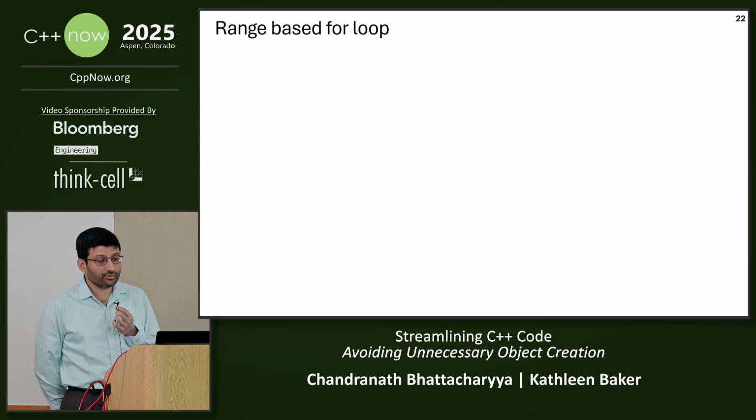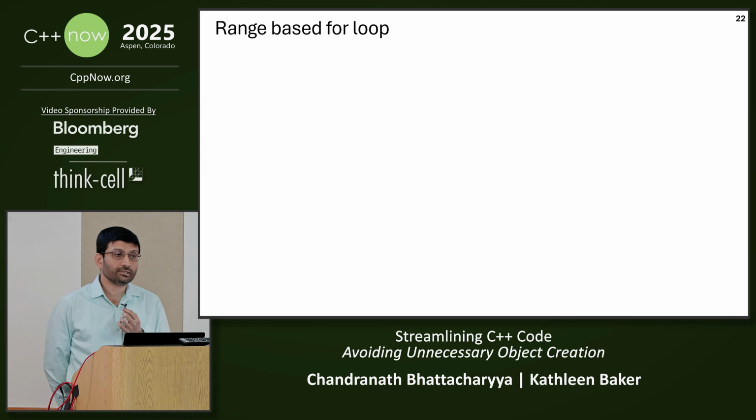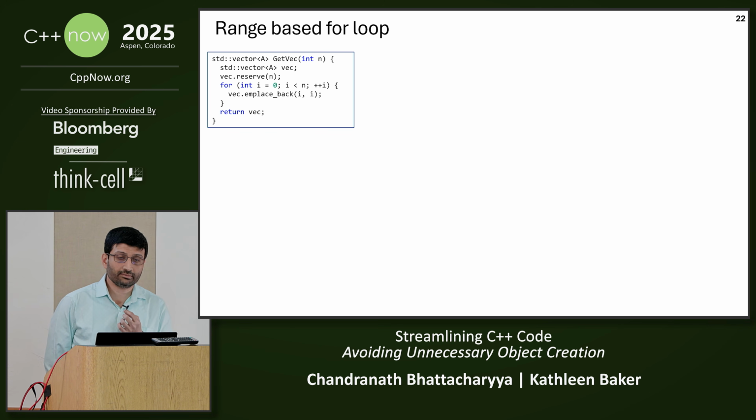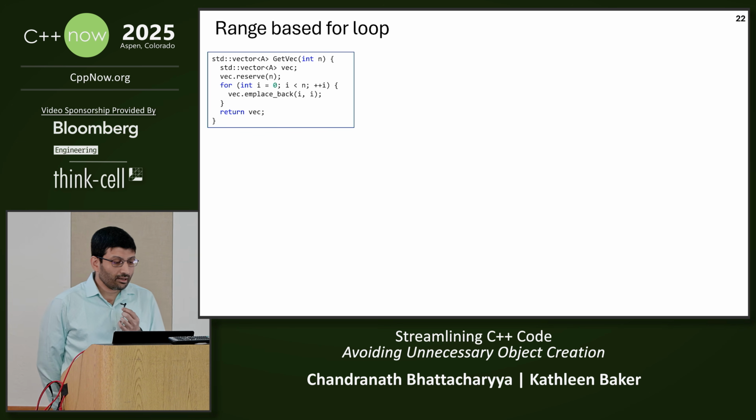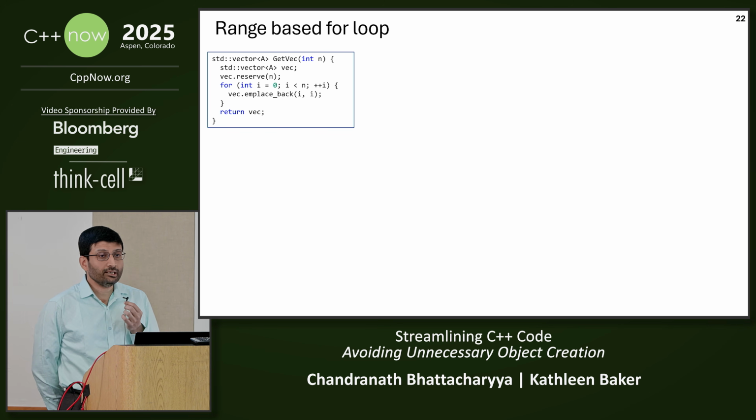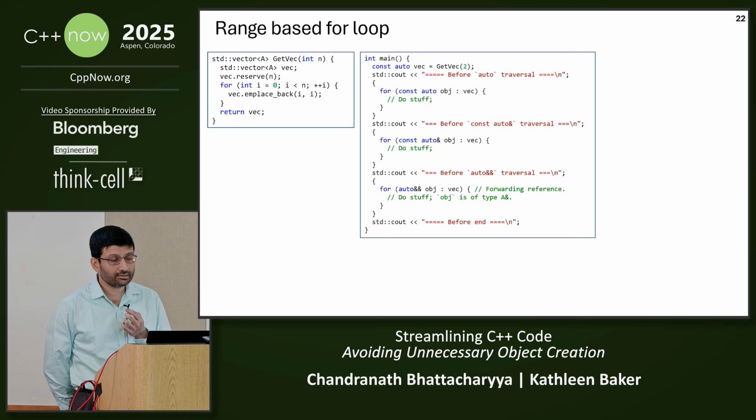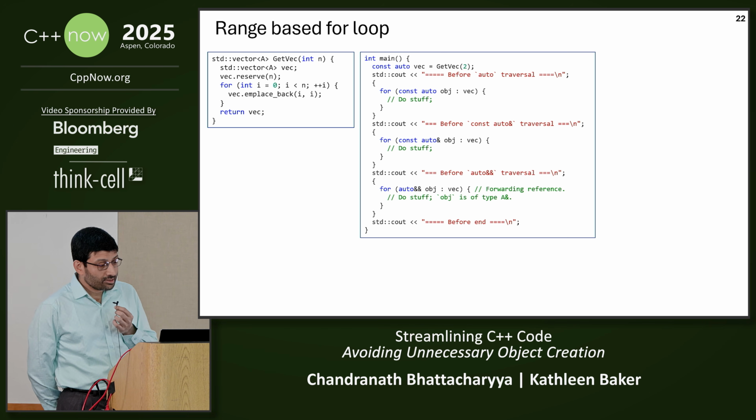Okay, next scenario, range-based for loop. For that, first of all, we'll create a function, getVec, which returns a vector of n elements of our type A. And with that, let's see some code.